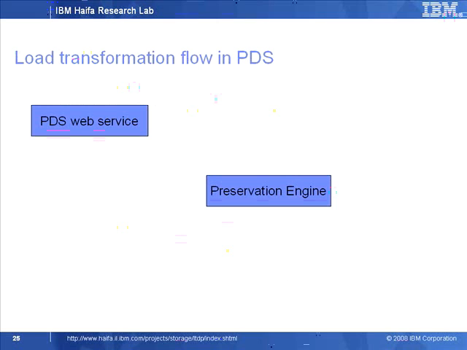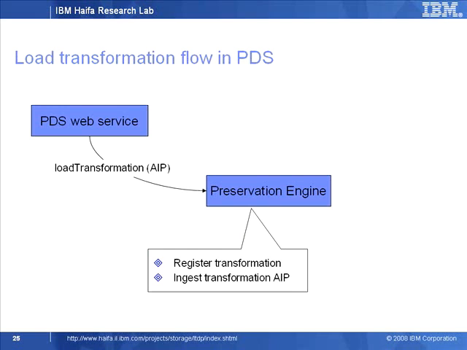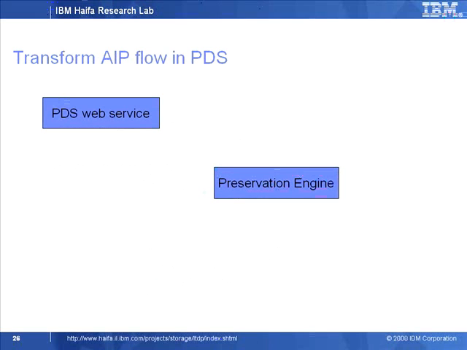Inside PDS, on load transformation, an AIP that contains a transformation module is loaded into PDS. This load operation includes the registration of this transformation module in the system and a regular ingest of its AIP into the archival storage system. After the transformation module is loaded, we trigger the transformation by calling the transform AIP method.